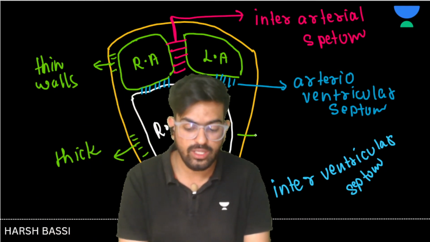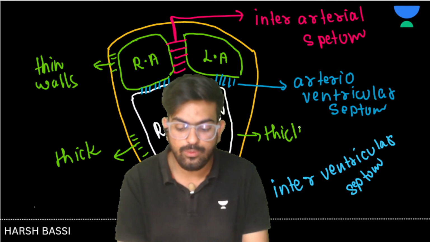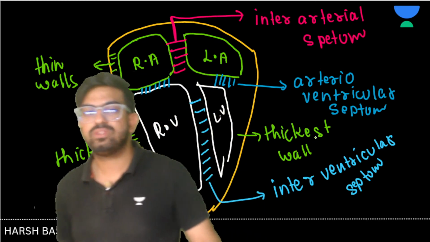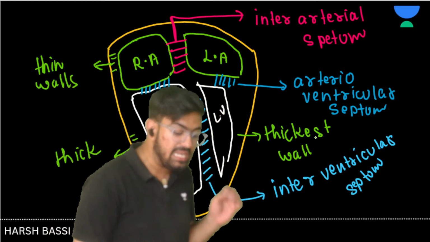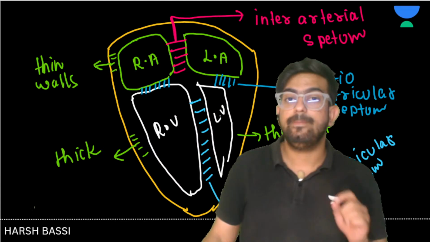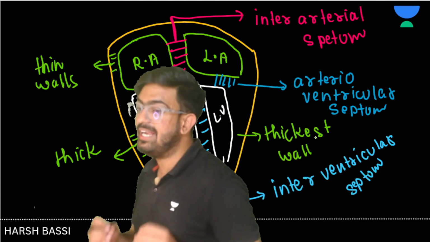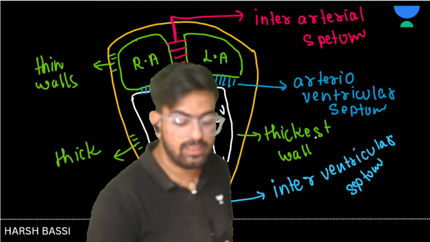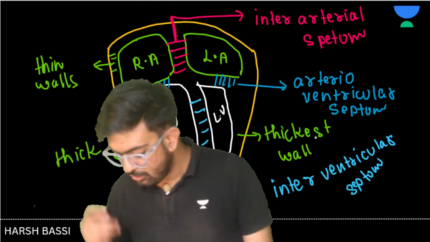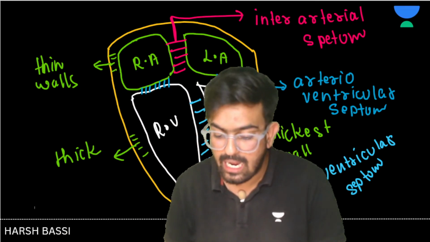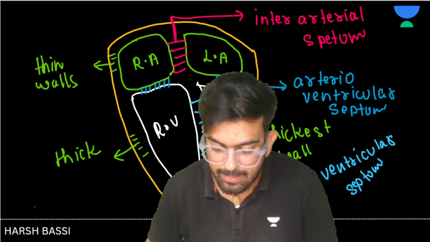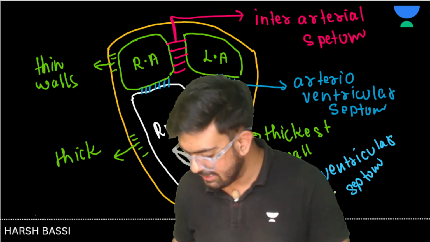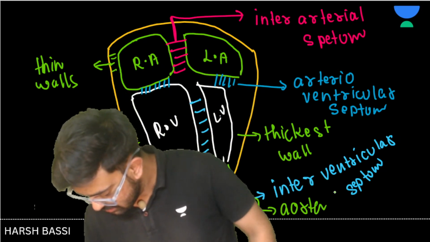Why? Can you tell me in the comment section? The thickest wall is of left ventricle. Why, sir? Because it has to send the blood to all over the body. Through what? Through the aorta. किससे भेजेगा पूरे बॉडी में? Aorta से. Yes or no? Clear to everyone? Great.